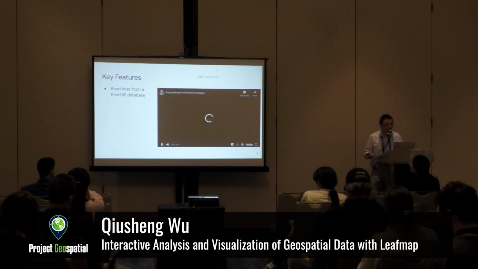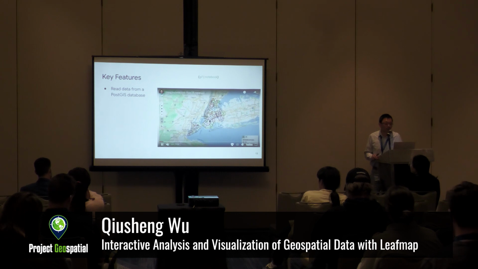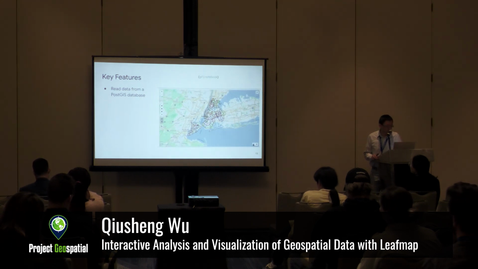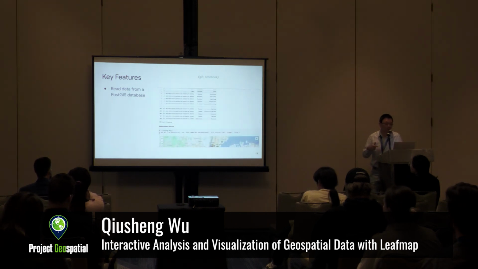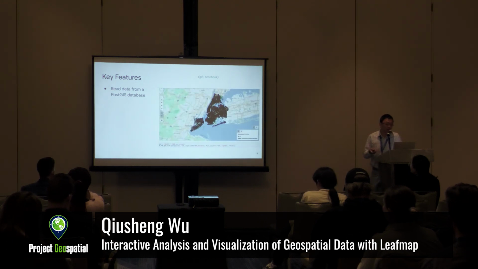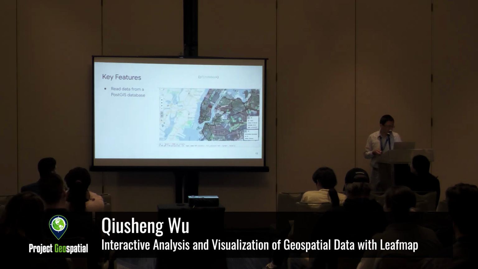And you can also read data from a PostGIS database. So if you use databases a lot, sometimes you need to do the query and then export the data so you can visualize it on desktop.js. But using Leafmap, you can just do the same query and directly pull the data, and then you can visualize it on the map directly without having to convert the data format.